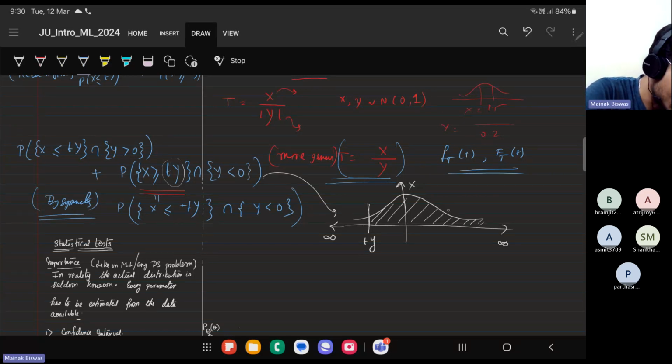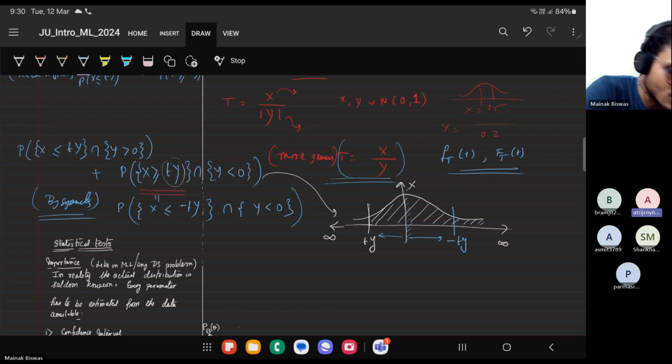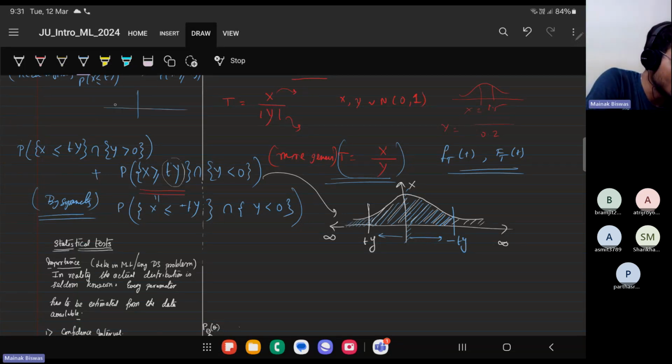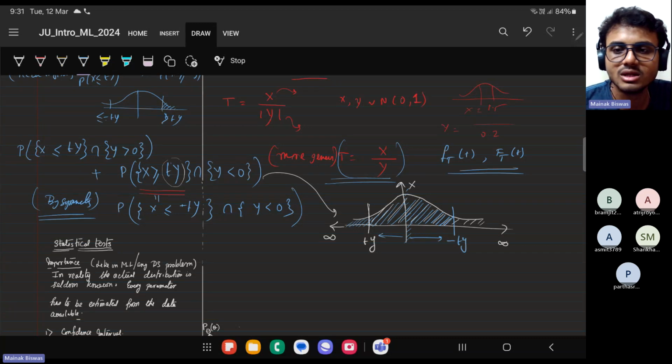Similarly, what is minus ty? This is your minus ty. The same distance, just a mirror image. This is the mirror. Yes or no? Yes. Do you see these two areas are still the same? That's why I had shown you the complements. So if this is ty, greater than ty is the same as less than minus ty. Yes or no? Because they're the same tails on both sides by symmetry of the normal.